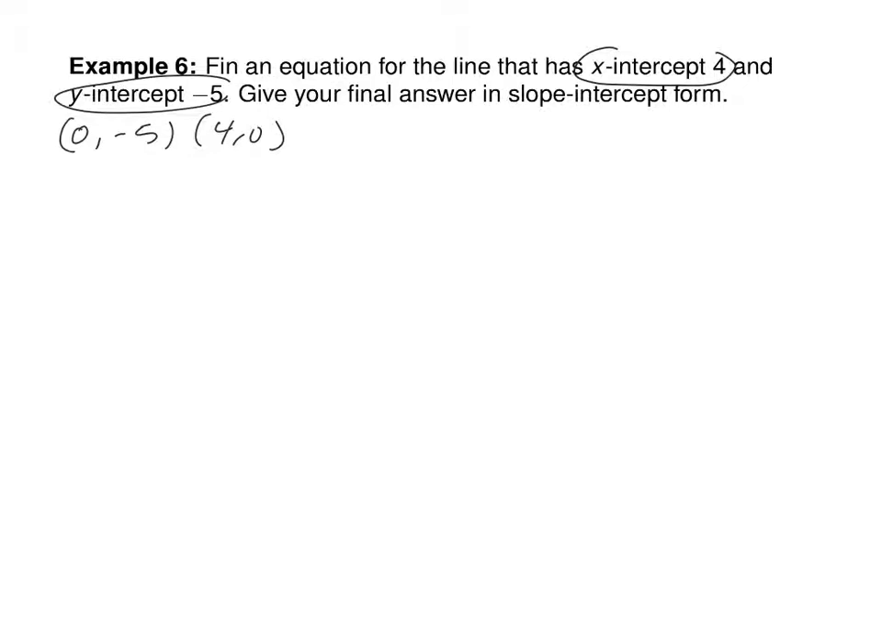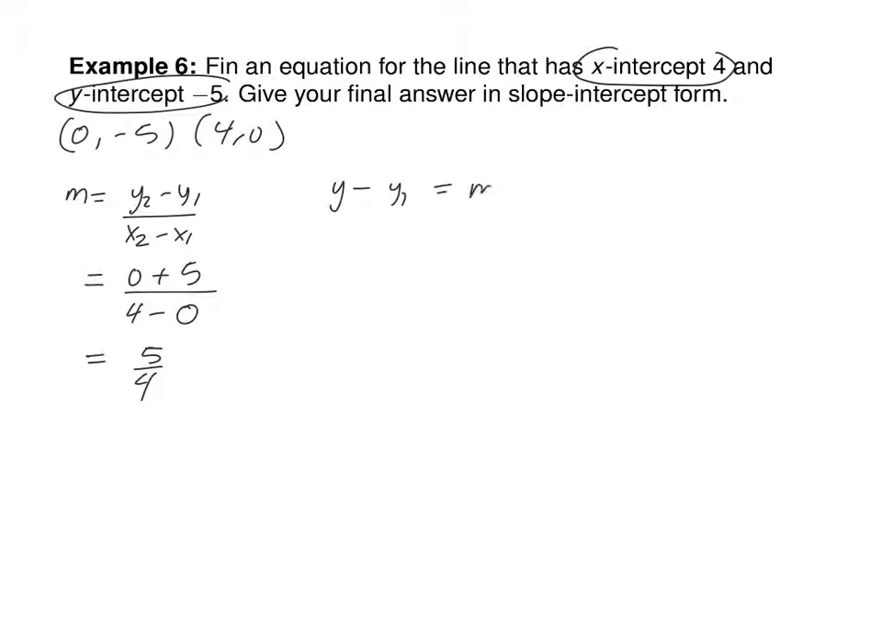Okay. So first find the slope. So y2 minus y1 over x2 minus x1. So 0 plus 5 over 4 minus 0. So it looks like the slope is 5 over 4. Which one's easier to plug in, the (0, -5) or the (4, 0)?